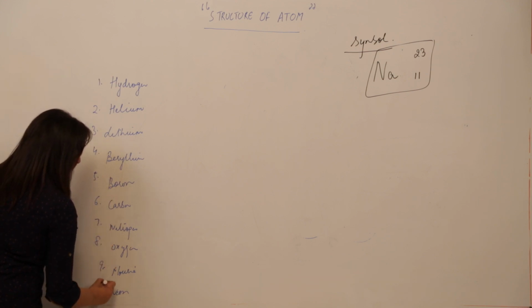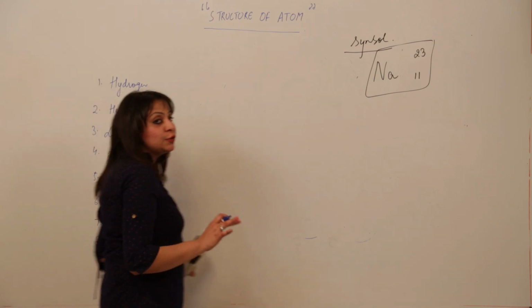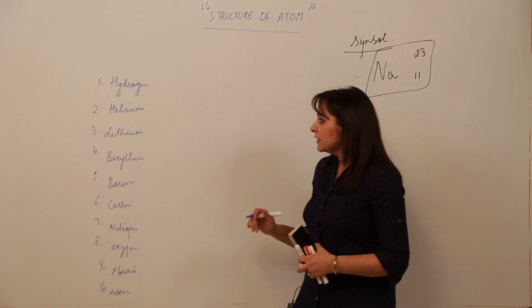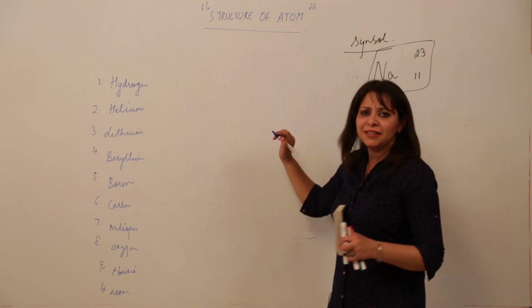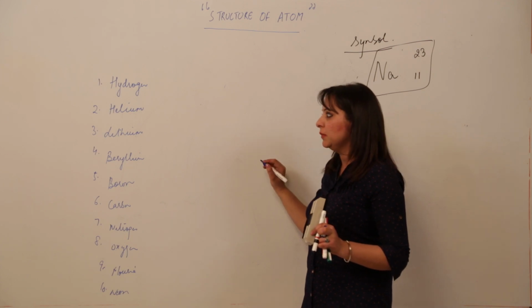That means if I have given the atomic number of boron as 5, its atomic number is 5. You need to remember them in order, right? So at least keep in mind the 20 atomic numbers, they are most important. At least keep 20 atomic numbers in mind.